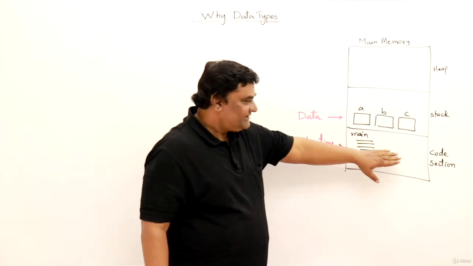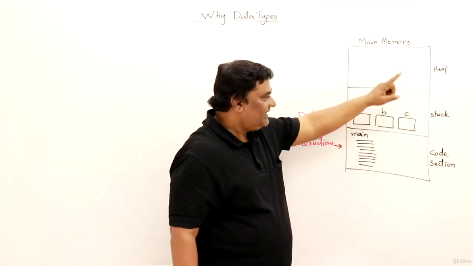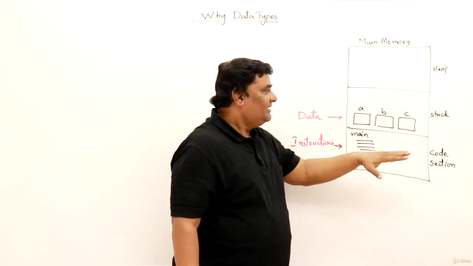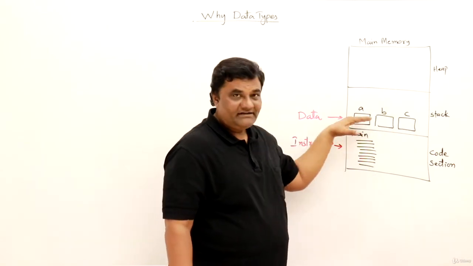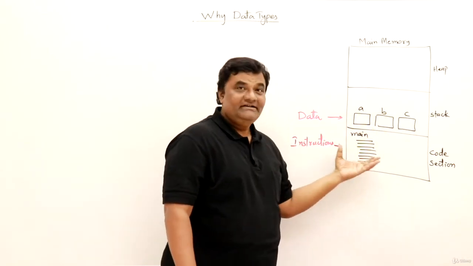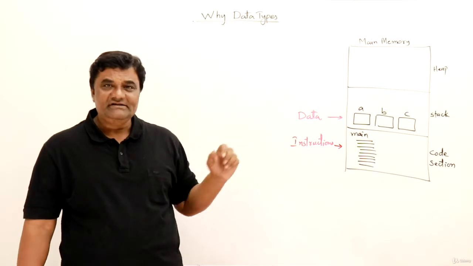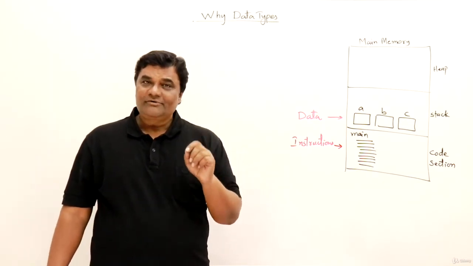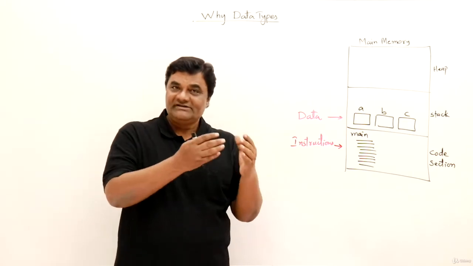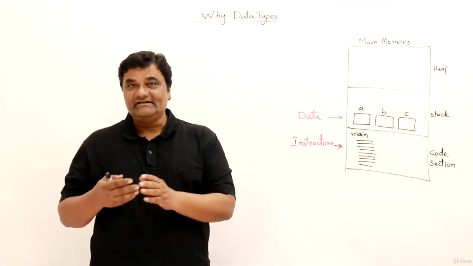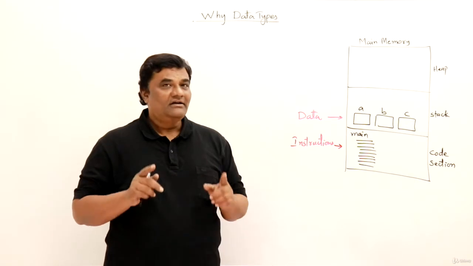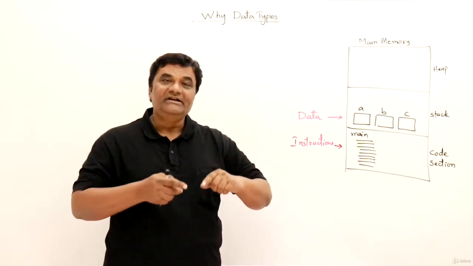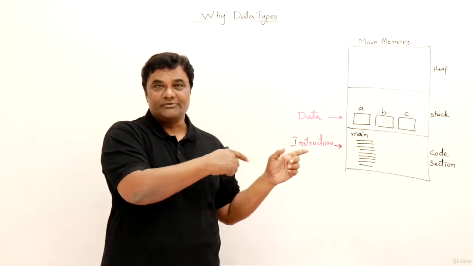I have shown there are three sections, that is code section and stack. I am showing stack here and that is heap. So stack will contain data, that is all the variables. Then this will contain instructions. This we have already seen in one of the previous videos. Now, we write programs so that they perform operations on data and get some results, that is computational results. We want our work to be done by machines by executing programs.